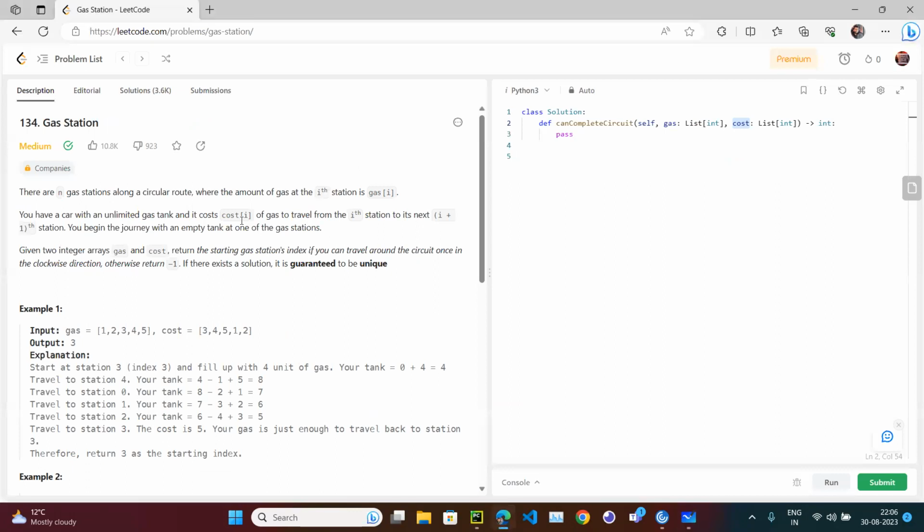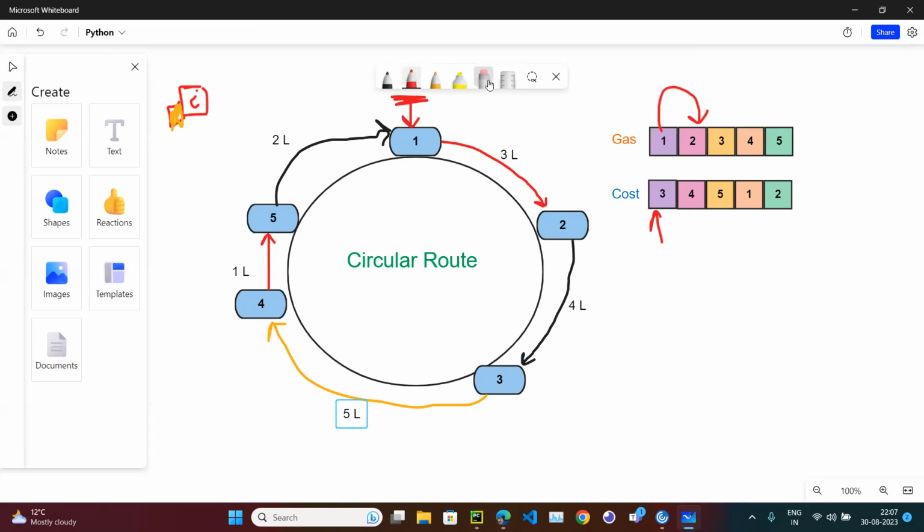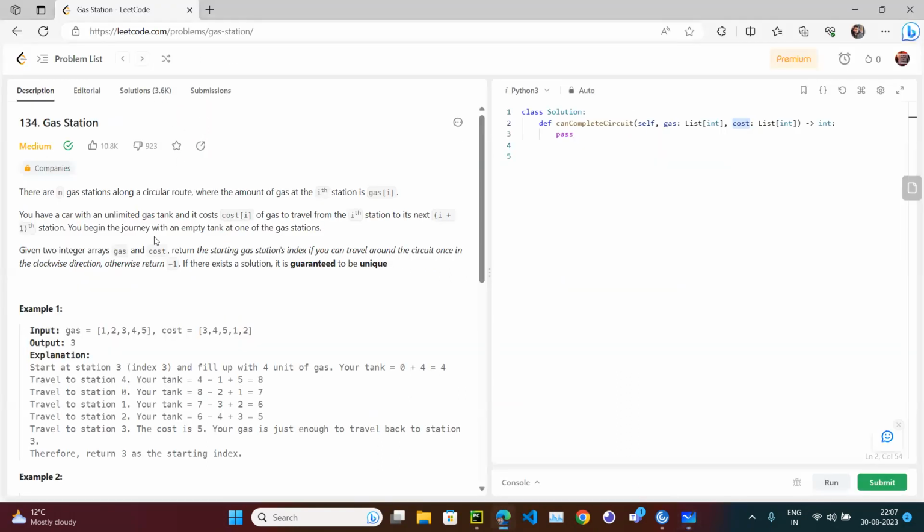So they have mentioned the cost of I of gas to travel from the ith station to the next, I plus one station. You begin the journey with an empty tank at one of the gas stations. They have not mentioned where you need to begin the journey. They said you can begin the journey from any of the stations. Doesn't matter. But our car has an empty tank, right?